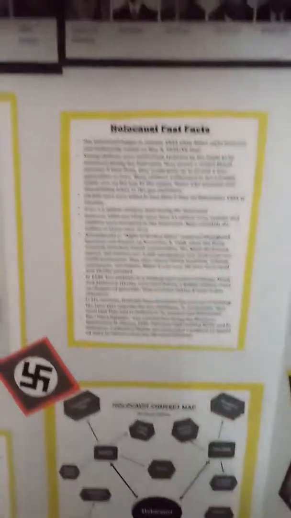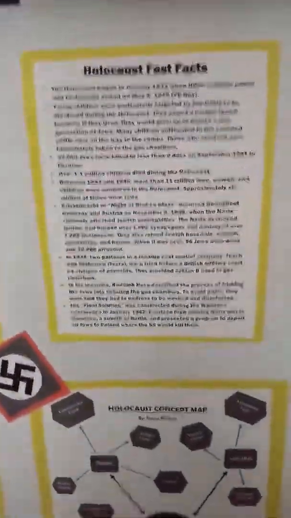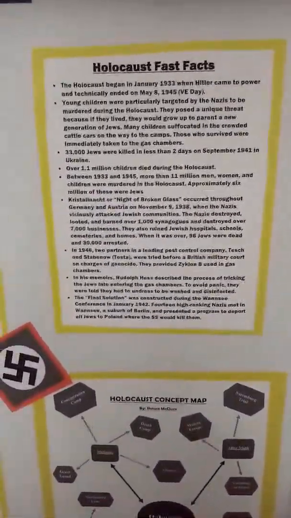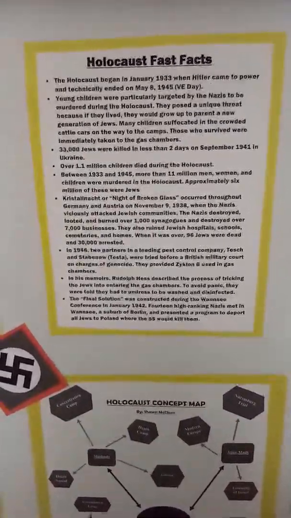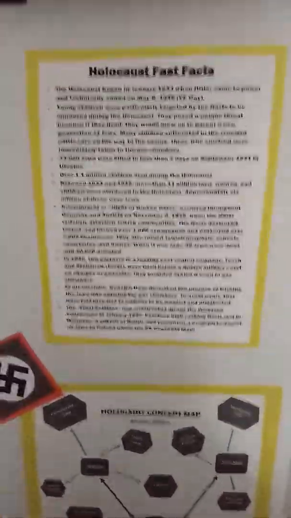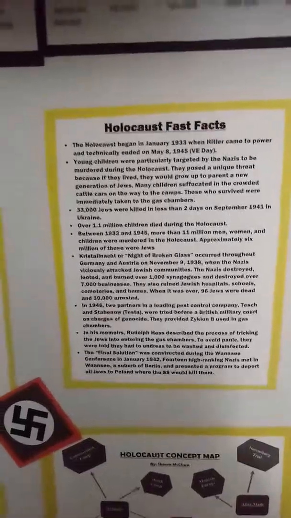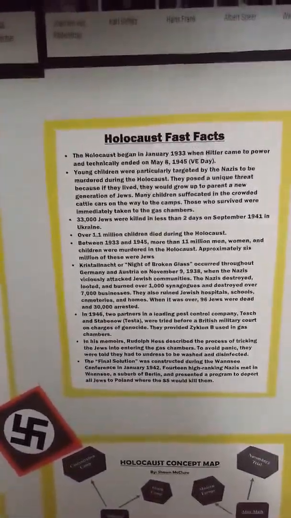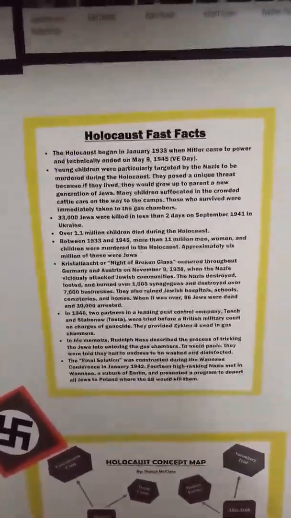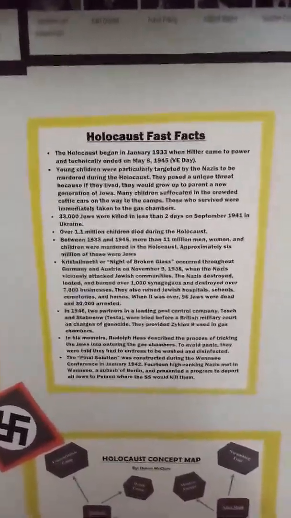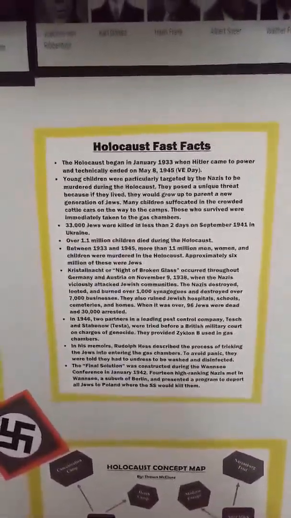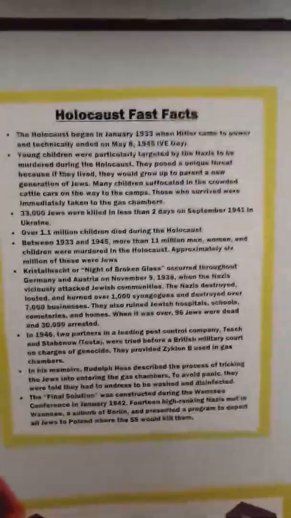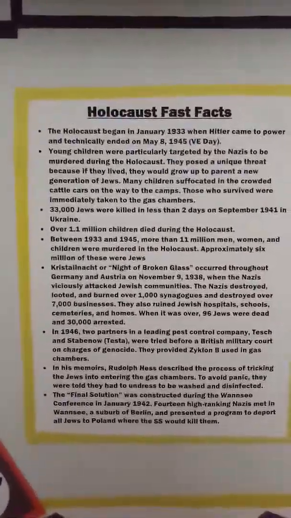I'm going to show you next the Holocaust fast facts. The kids actually did some of these when we were doing the very first day of this unit, and the kids told me some of this stuff. And beginning with the first one is the Holocaust began in January 1933 when Hitler became chancellor and he came to power, and it technically ended on May 8th, 1945, all the way down to the very bottom, and all of them were pretty much able to tell me this one.